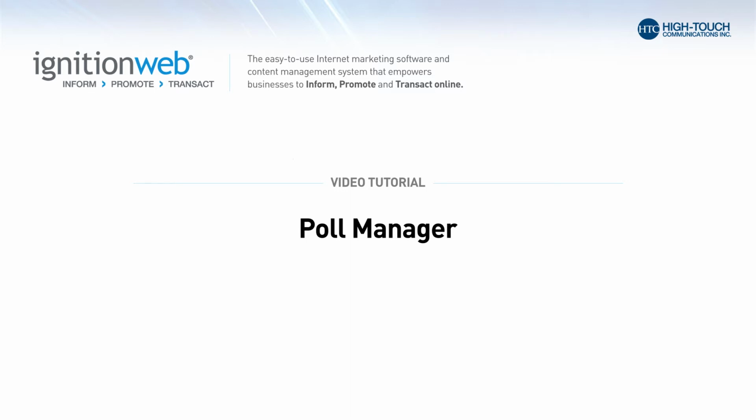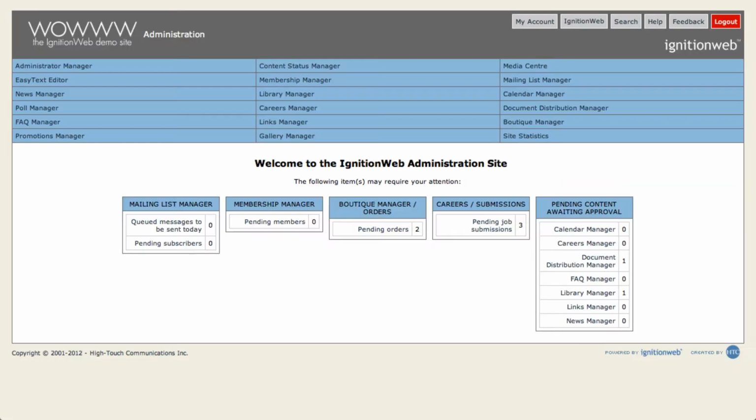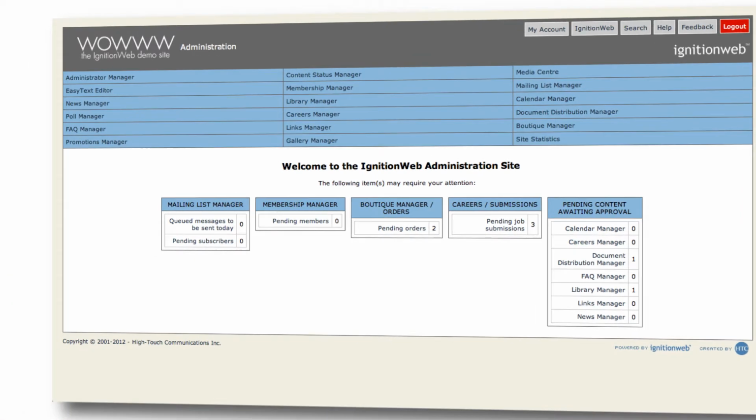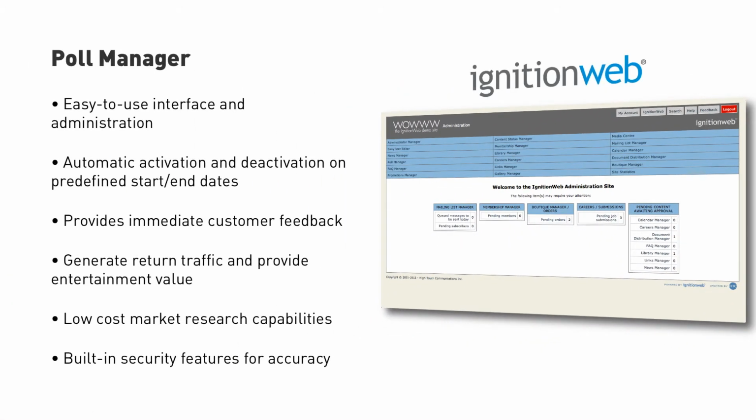Today we are going to look at how to conduct polls on a website using IgnitionWeb's Poll Manager. Poll Manager allows website administrators to publish a question with a choice of answers that visitors can then submit answers to. Perform your own market research, solicit customer feedback and gain insight into your target audience, conduct online surveys, create pending polls, and archive or delete current polls.